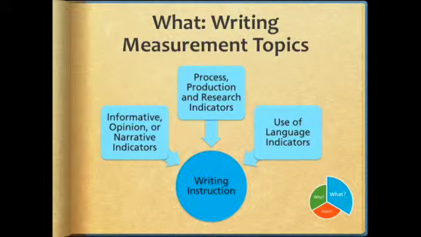Another organizational structure we developed for the standards-based grading, reporting, and curriculum is to develop what we call measurement topics. These measurement topics are clusters of standards. So when we report out on the report card, we don't list every standard, but we list the measurement topics. Writing has 5 measurement topics: the 3 text types, informative, opinion, and narrative, the measurement topic of process, production, and research, and then use of language indicators.